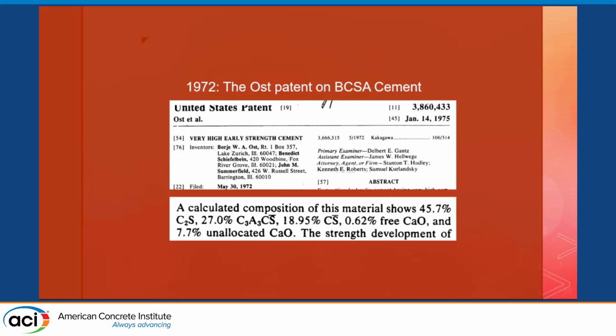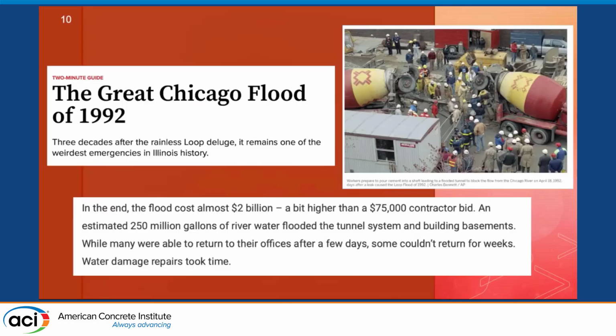Then, as I mentioned before, the Klein patent, the OST patents, was the one that really created the first CSA alternative for rapid hardening cement, and that's what's behind our Rapid Set cement. There are multiple applications, more than I have time to pick from, but I will pick this one.